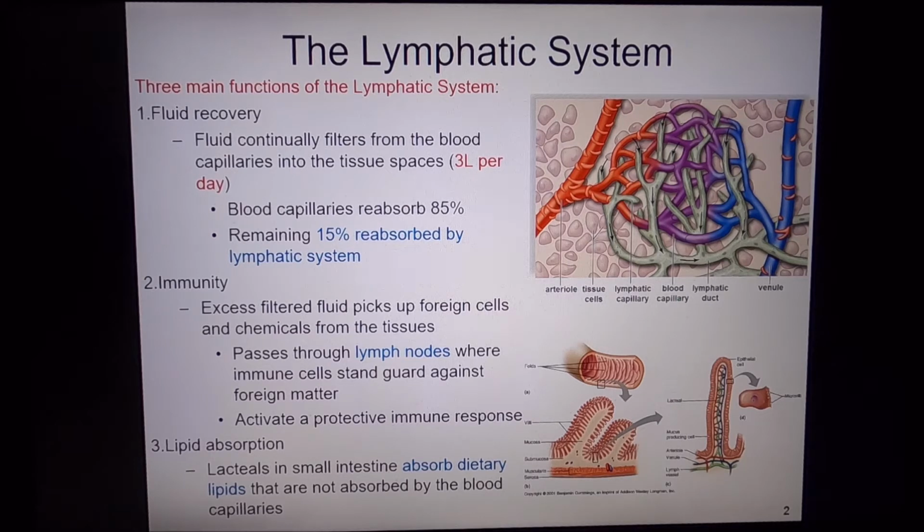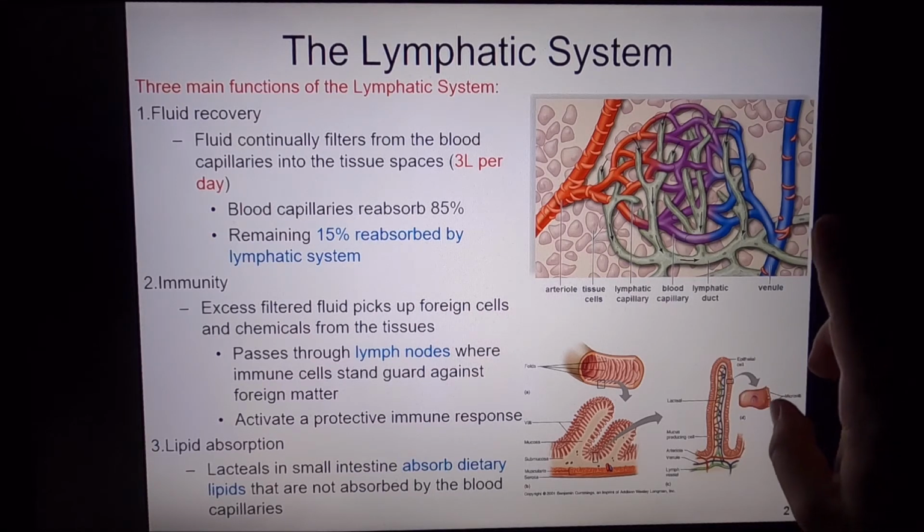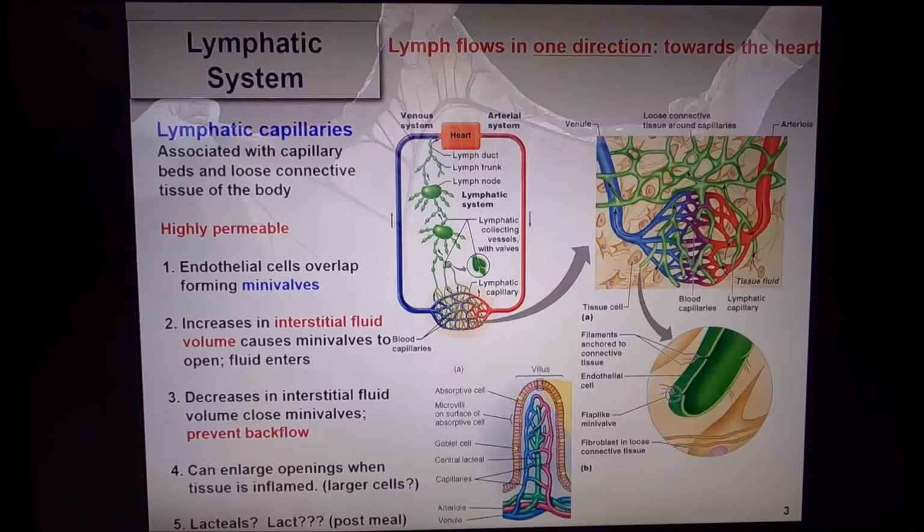And then last but not least, another function of the lymphatic system that we're going to deal with when we get into digestion is that your lymphatic system is heavily involved in the absorption of lipids from your intestines when you are digesting foods. This is through structures referred to as lacteals. They're found in the villi of your intestinal tract, and we'll be talking about those here in just a second.